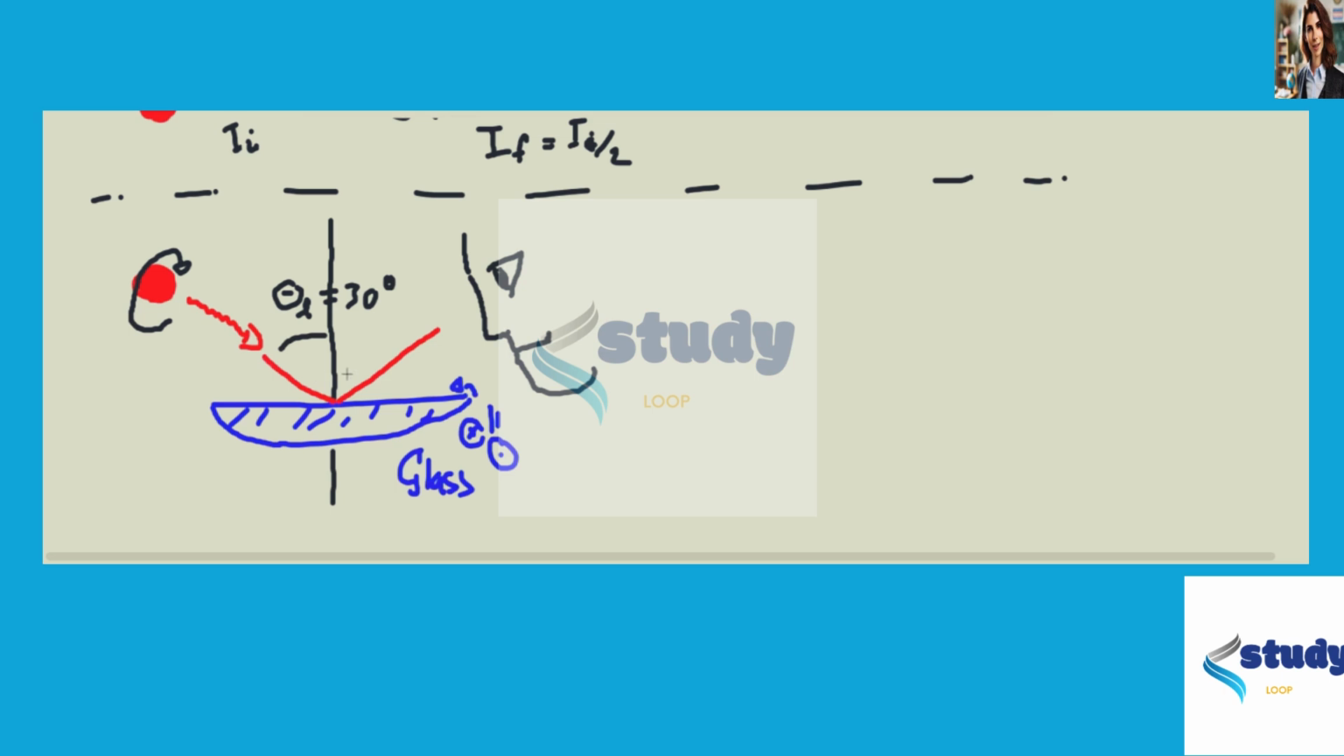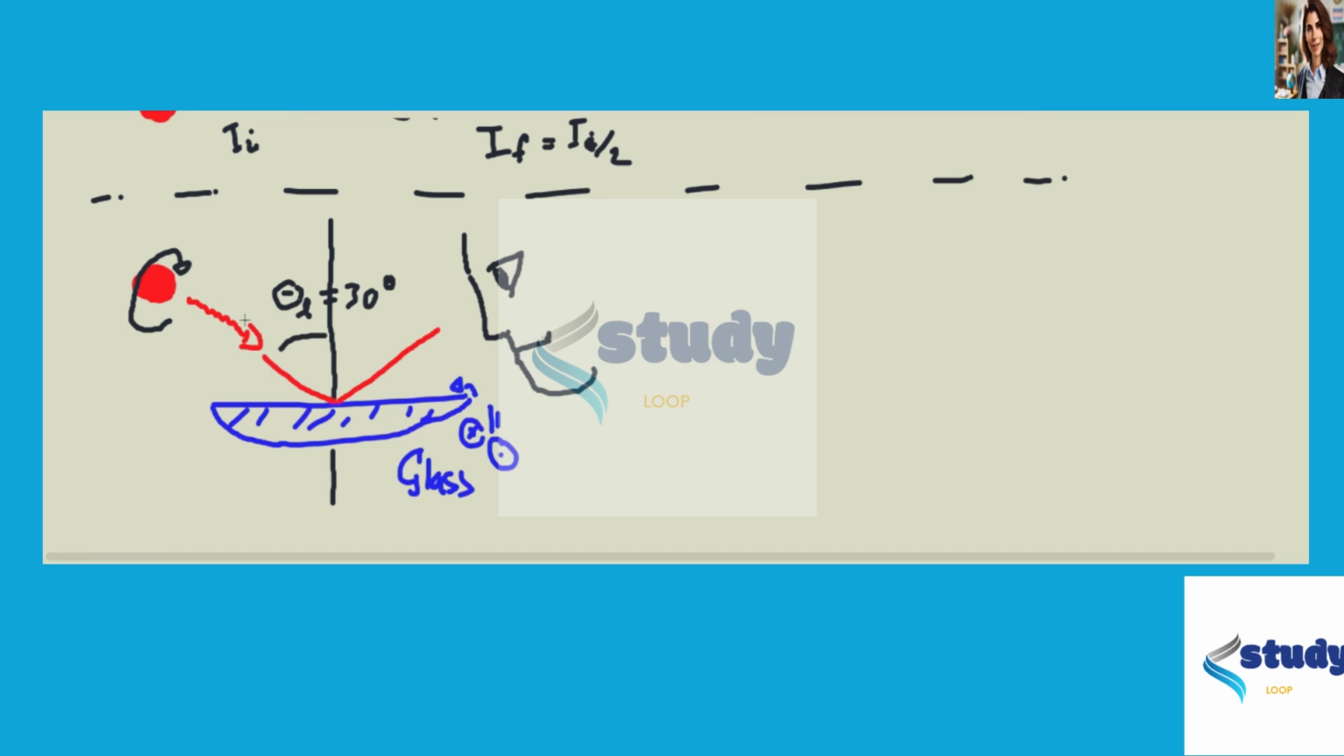And what would happen is you would see a maximum intensity in the reflected wave at some angle as you rotate through 360 degrees. And then you would know that it is in fact polarized, and is polarized in the direction perpendicular to the surface of the glass.